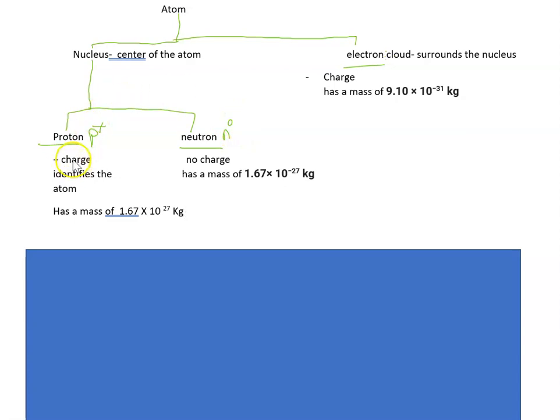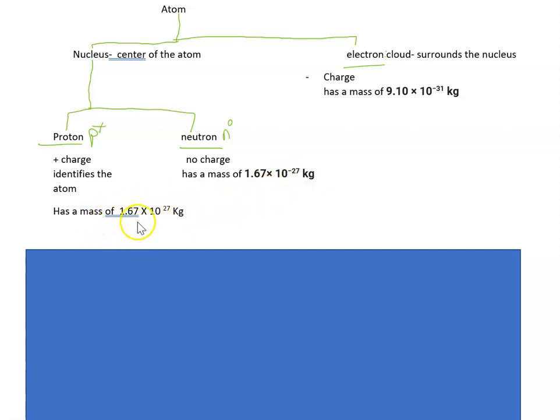The proton identifies the atom, which means when we talk about the periodic table, the proton is the characteristic that gives the atom its properties. And so the periodic table is ordered by the properties of those particular atoms, and we use that number to identify what the atom is. And these mass numbers, or these masses, you do not need to memorize. They're just on here so you kind of get an idea of the scale or the size of each of these particles.